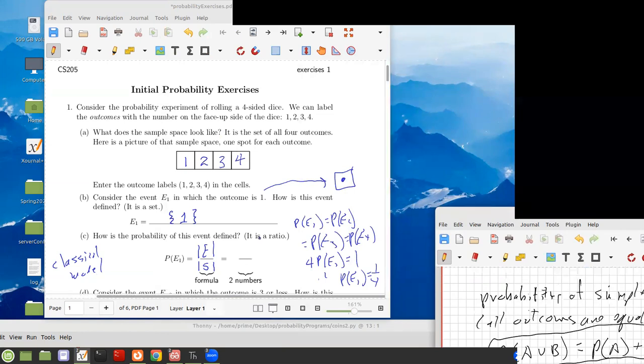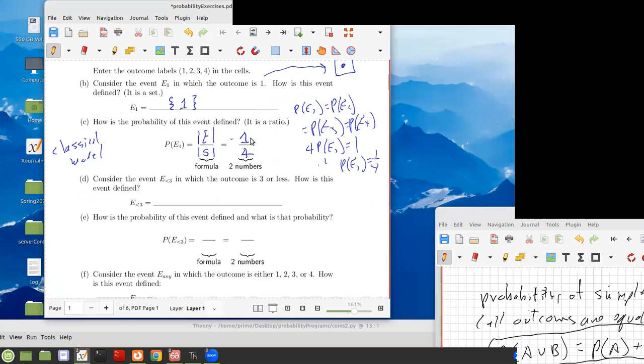Well, here we have, as numbers, one here, and the sample space is 4. So the probability of this event is 1/4. The probability of the outcome with 2 is also going to be 1/4. Okay, so that's where this is coming from.